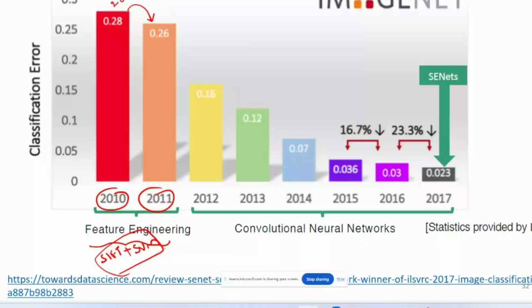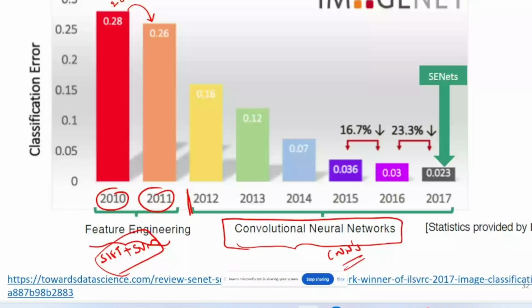Now from 2012 onwards, the deep learning model came. The deep learning model we can call convolutional neural networks, CNN. Simply, they call it a CNN, convolutional neural network. Okay. The first model they built in 2012.